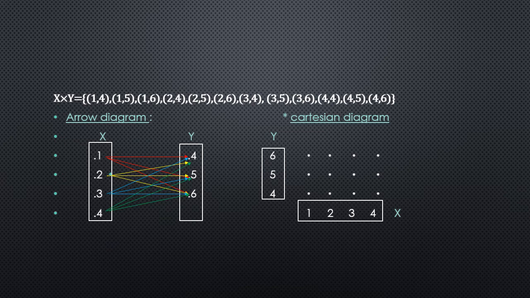And the Cartesian diagram consists of two axes. One of them is vertical and the other is horizontal. The horizontal contains the set x and the set y is vertical. Then we put points where each two elements meet, as we used to do when we were drawing in the coordinates in our previous years.